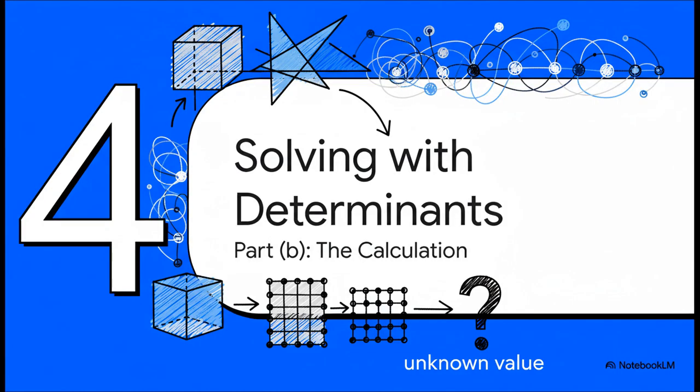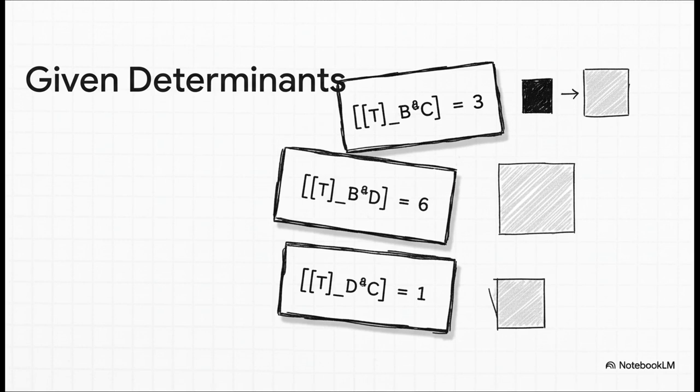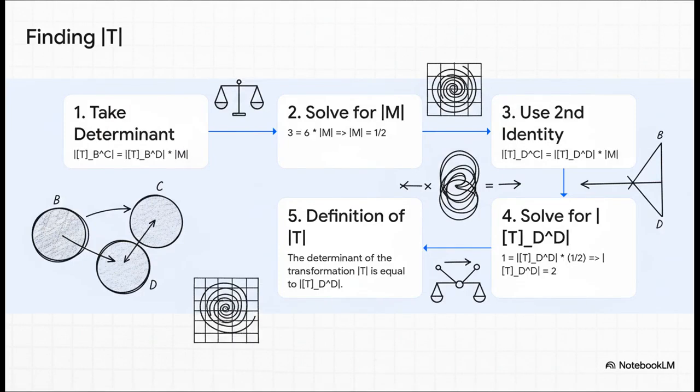Okay, time to put this powerful identity to work. We're going to use it along with a few key properties of determinants to hunt down a specific value using the clues we've been given. And here are our clues for this part of the puzzle. We don't know what the full matrices look like, but we do have their determinants, that single magic number that tells us how a transformation scales space. We know the determinant of T from C to B is 3, from D to B is 6, and from D to C is 1.